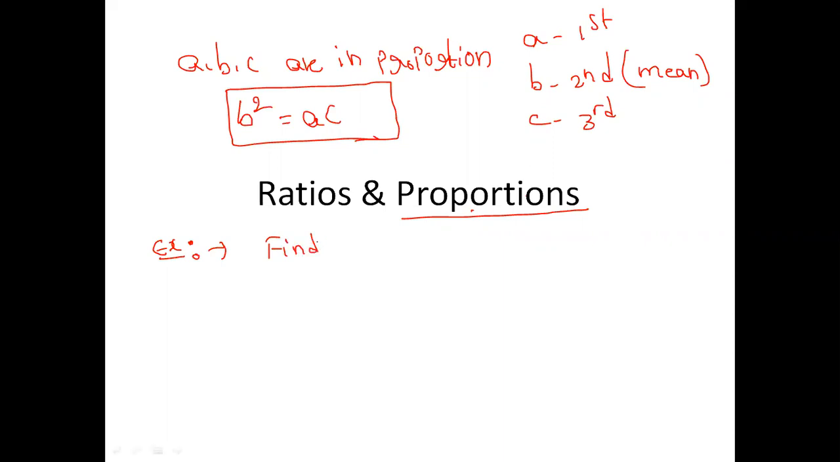Try to solve this. Find the mean of 4, 9. Can you please tell me what's the answer for the question? Find the mean of 4, 9 using the formula B square equal to AC.